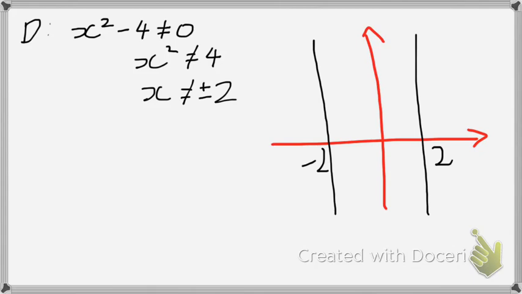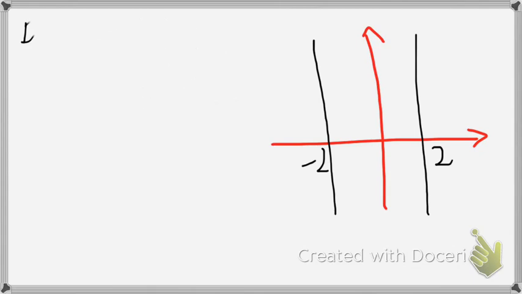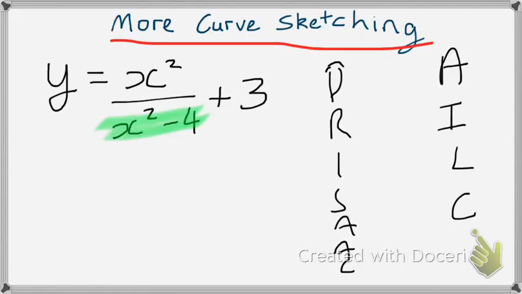Okay. Next of all, I want to think about intercepts. You might like to think about range, because the range, if I go back, probably looks like it might be pretty reasonable. Like obviously that plus 3's got something to do with it. But let's look at intercepts.